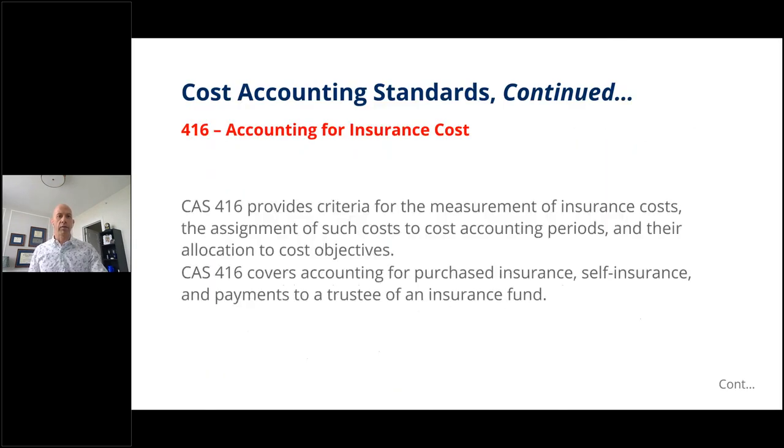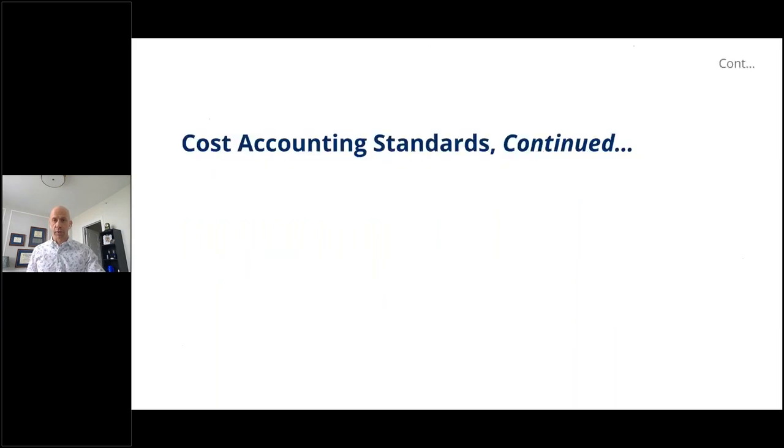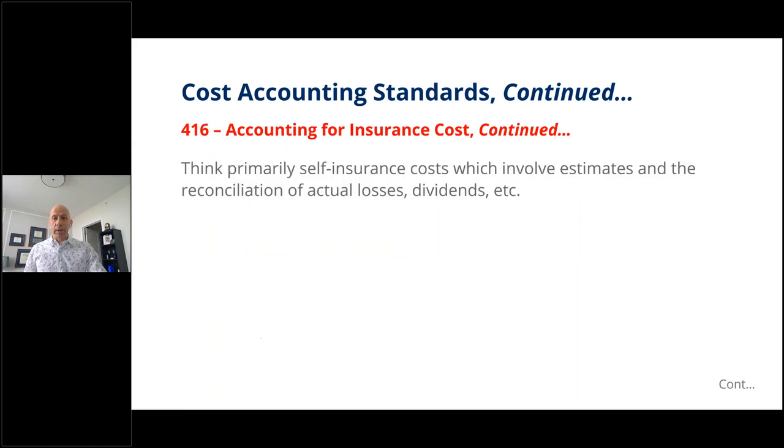CAS 416, accounting for insurance costs, deals with the measurement of insurance costs and their assignment to the accounting periods. It does cover accounting for purchased insurance, self-insurance, and payments to a trustee of an insurance fund. Really here, the takeaway is to think primarily self-insurance, right? That's usually where we have variations in cost, right?